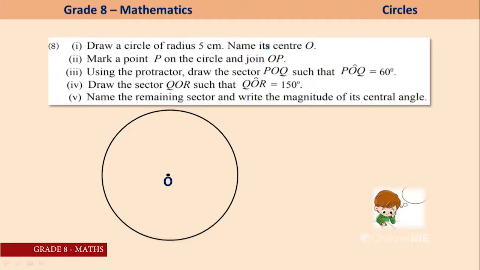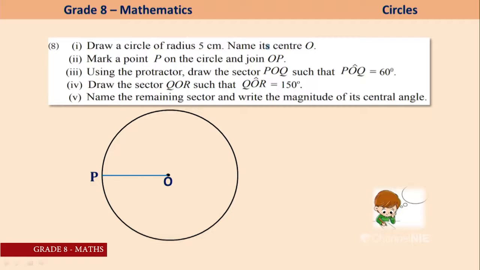Second question, mark a point P on the circle and join OP. Now you have to mark a point P on the circle and join OP like this. Then using the protractor. Okay children, hope you are ready. Take out your protractor.